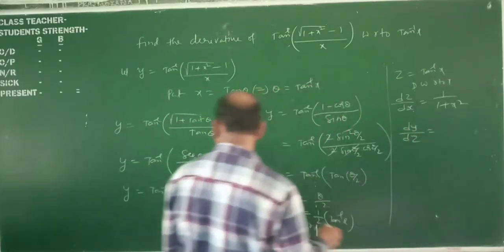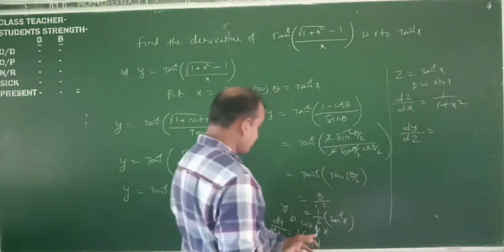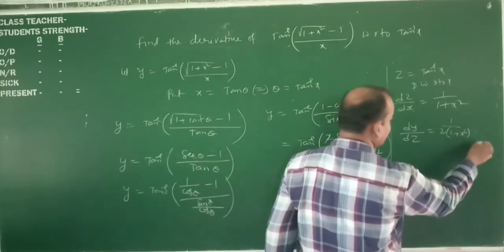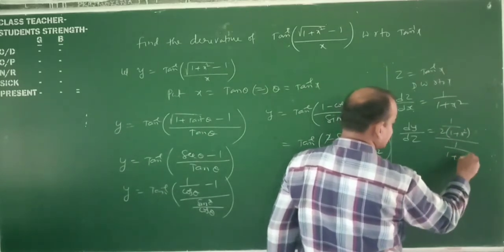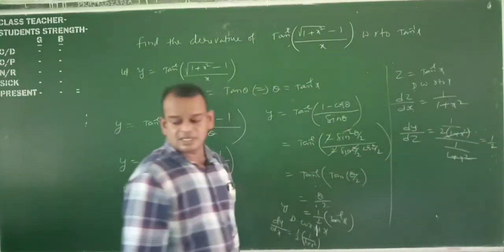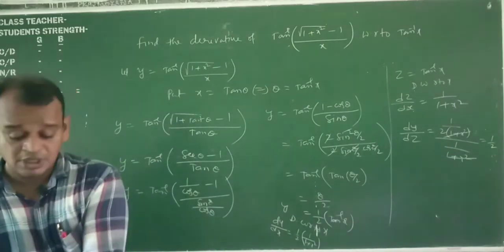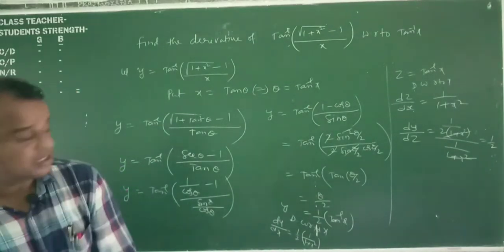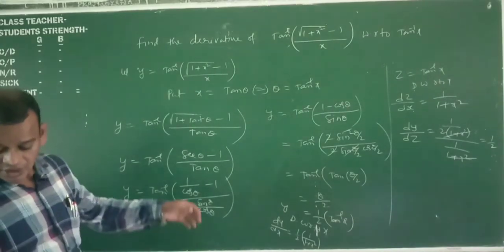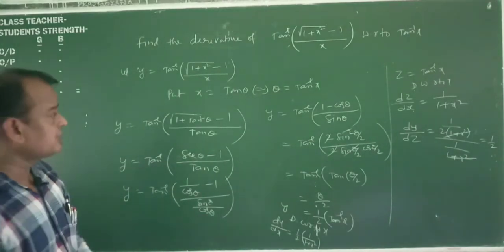Dy by dz means this one by this one. That is 1 by 2 into 1 plus x square by 1 by 1 plus x square. This one cancels. What about the answer? The answer is equal to 1 by 2. Once you remember that one, what is going on? First, what is the derivative of that one? Here, in this way.